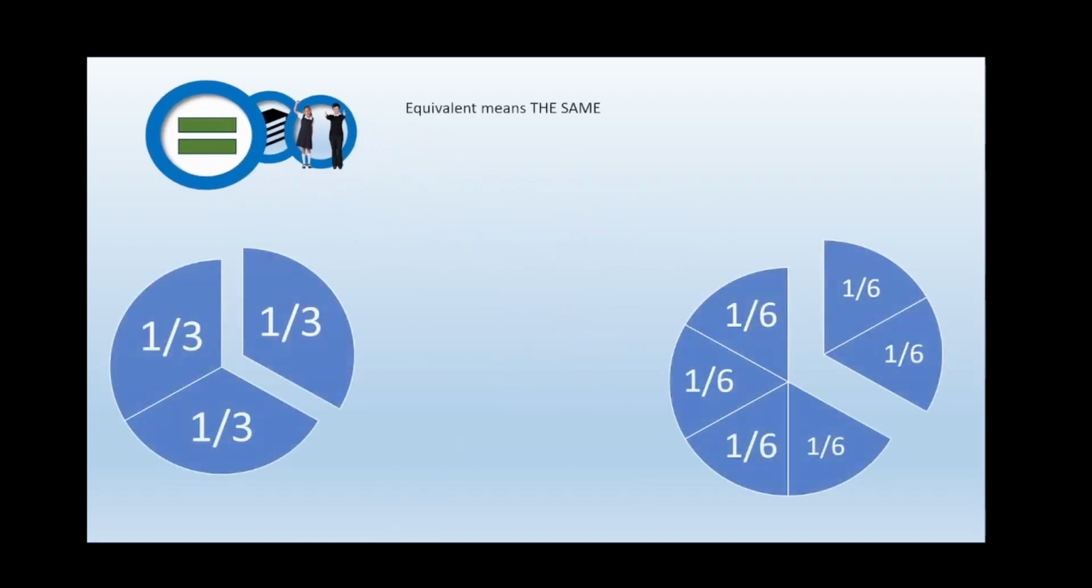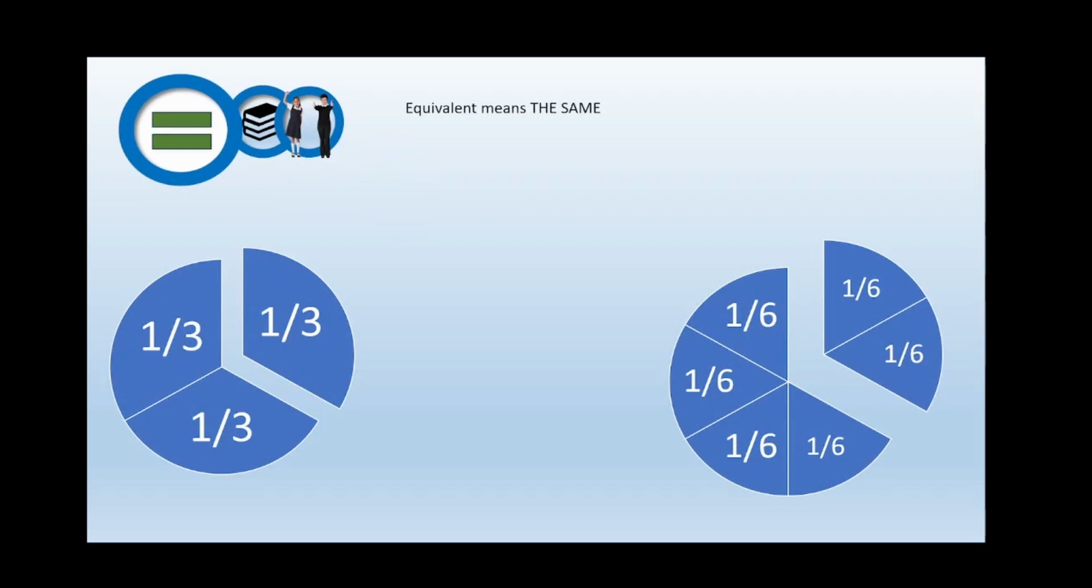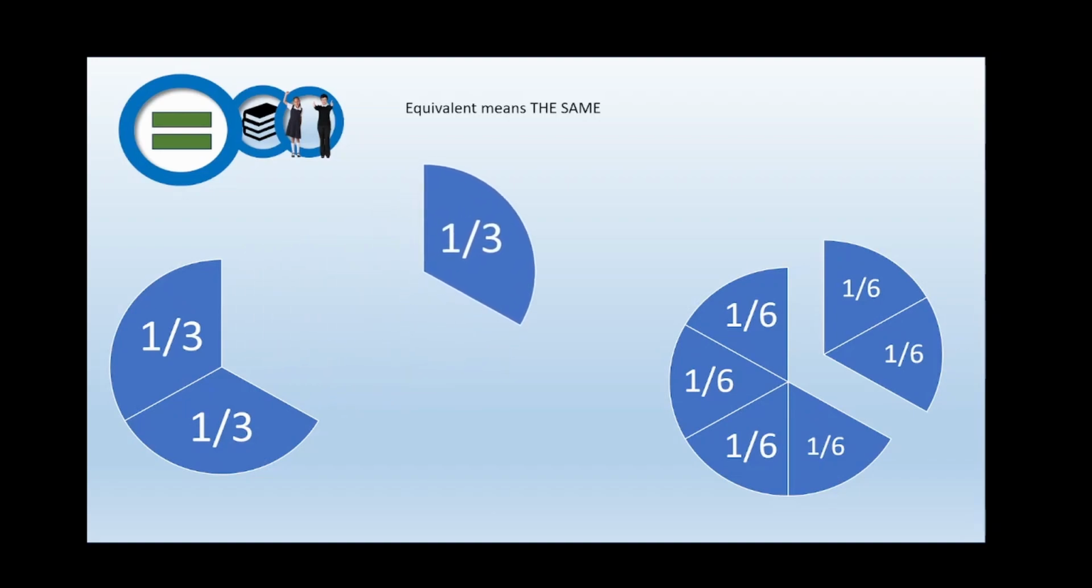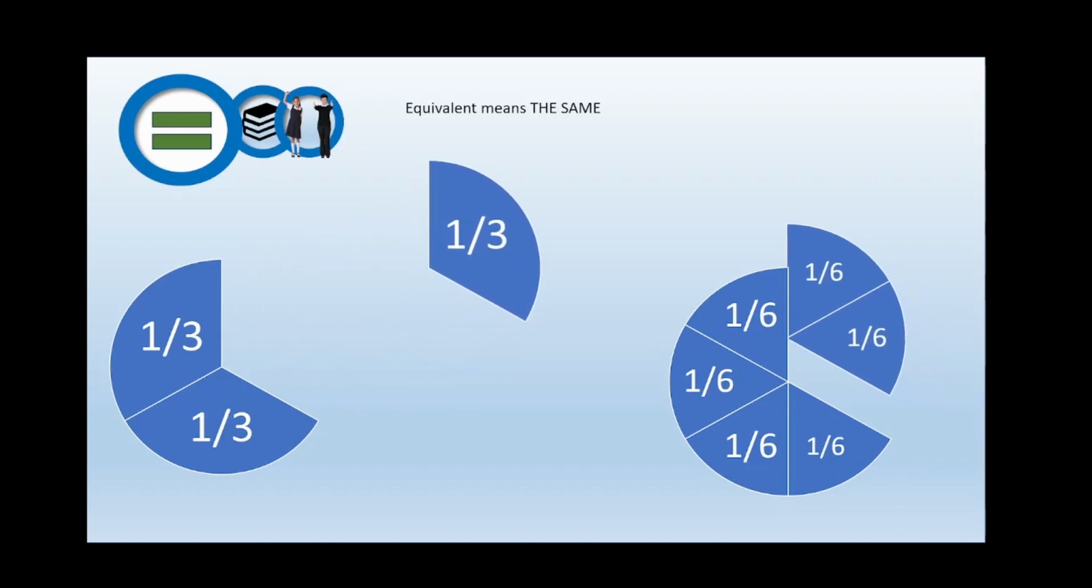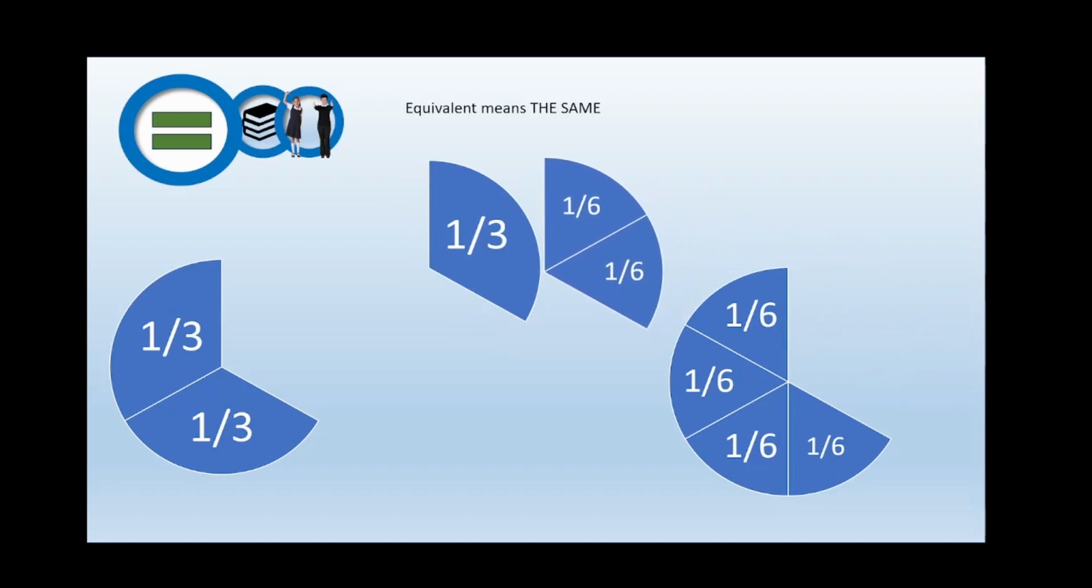So what does an equivalent fraction look like? Well, firstly, here's two diagrams, and on my diagram I've cut my pie chart into thirds, and I've cut my other pie chart into sixths. And if I do this, I'm going to show you what a third looks like, and if I do this, I'm going to show you what a sixth and a sixth looks like. And hopefully you've spotted that they're exactly the same. Equivalent means the same.